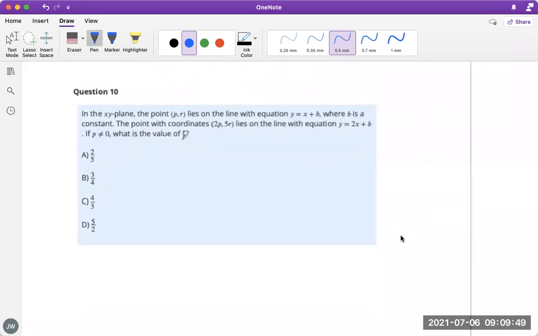All right. Number 10. In an XY plane, the point (p, r) lies on the line with equation y equals x plus b, where b is a constant. The point with coordinates (2p, 5r) lies on the line with the equation y equals 2x plus b. If p is not equal to 0, what is the value of r over p? And that is important. P cannot be 0 because fractions do not like denominators of 0, right? They're undefined. So we cannot have 0 in the denominator.